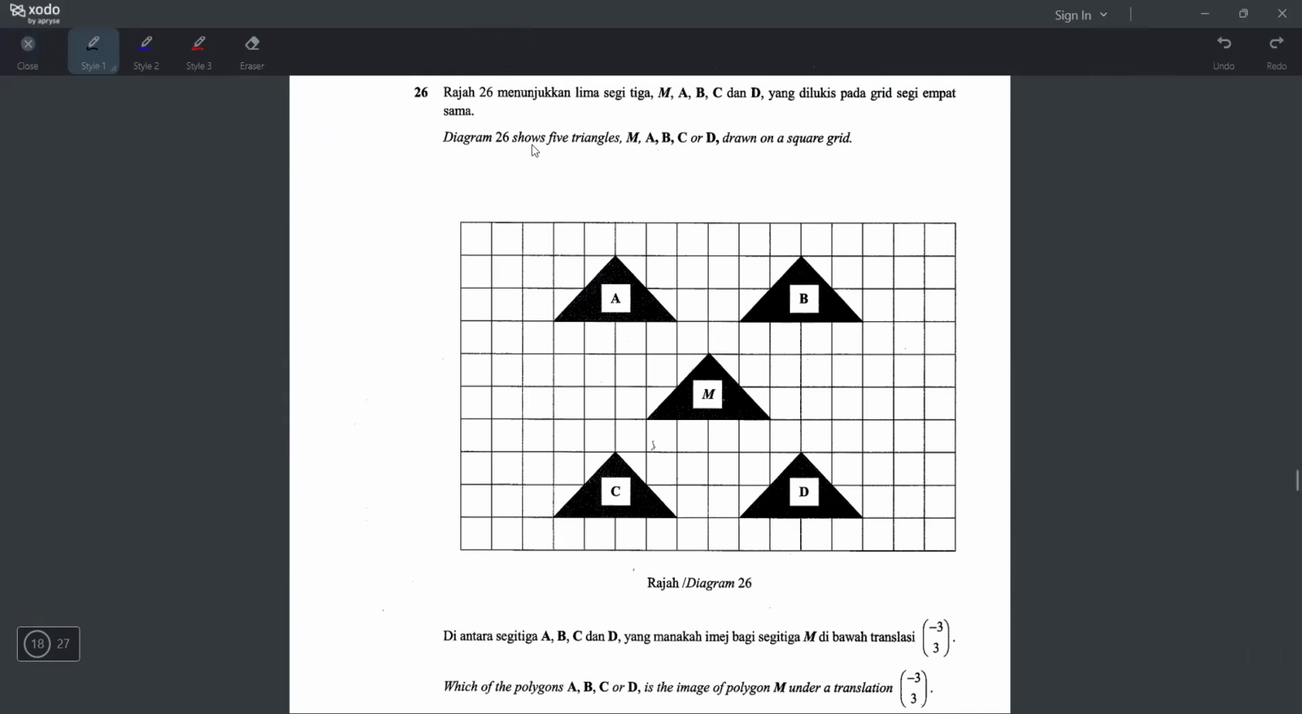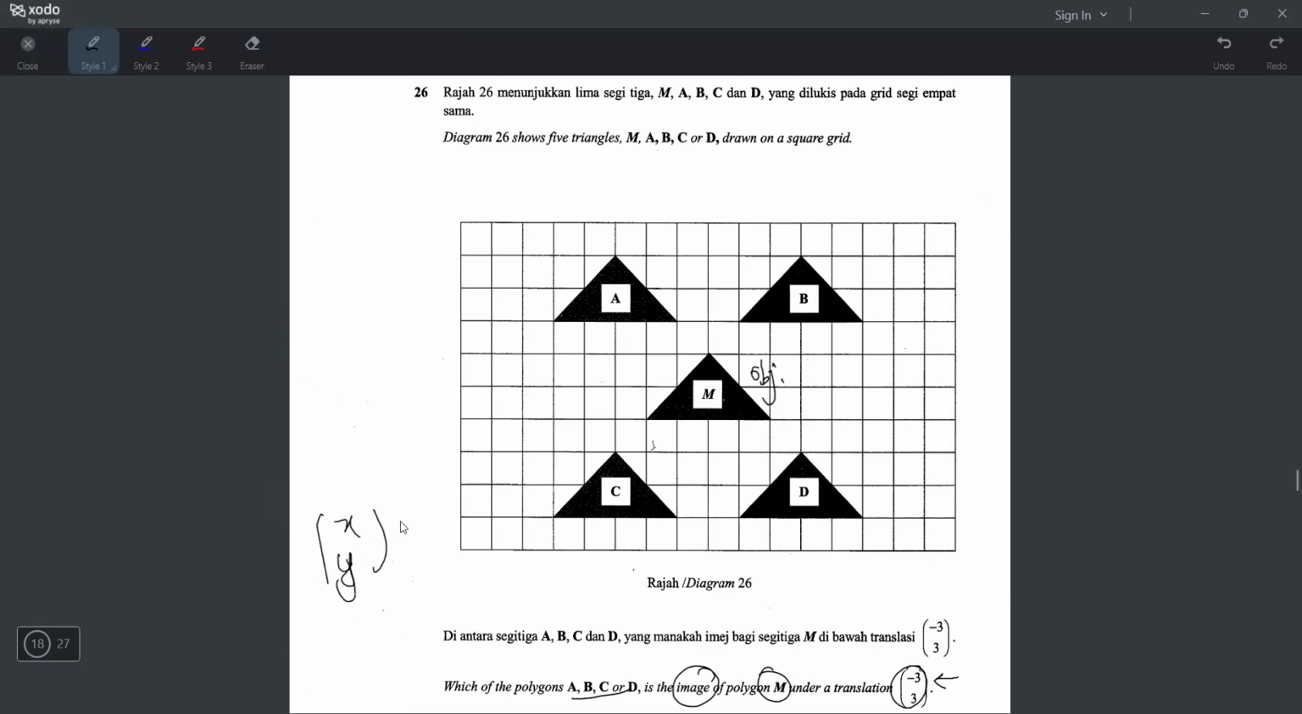Okay, 26. Diagram 26 shows 5 triangles M, A, B, C, D drawn on a square grid. Which of the following A, B, C, D is the image of M? It means M is the object under a translation of (-3, 3). -3 means you have to move to the left, because when you write a translation, it is written like this.